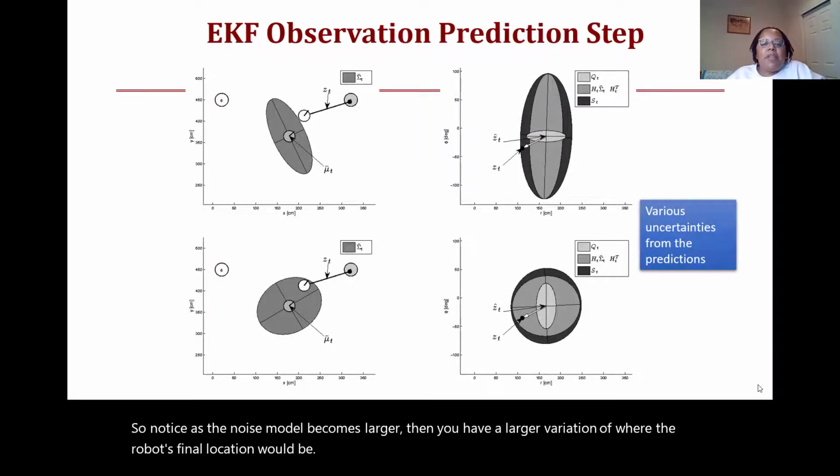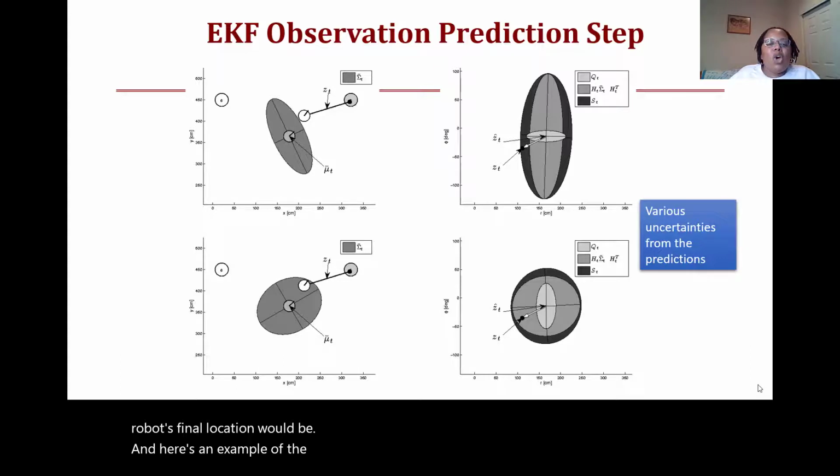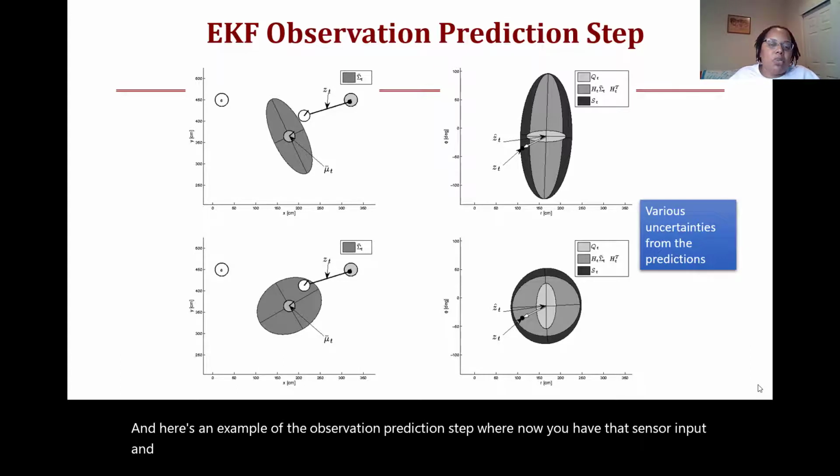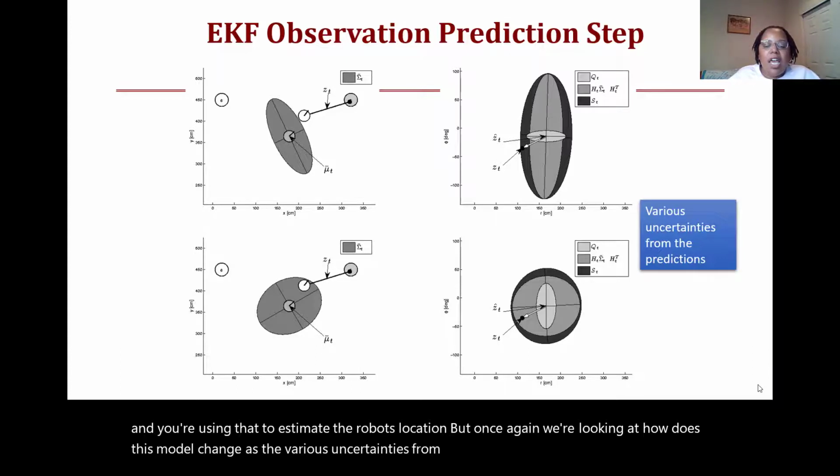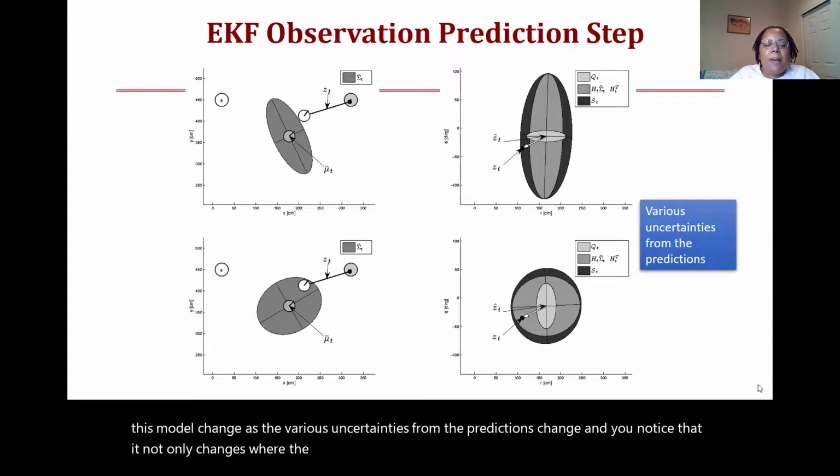And here's an example of the observation prediction step, where now you have that sensor input and you're using that to estimate the robot's location. But once again, we're looking at how this model changes as the various uncertainties from the predictions change. And you notice that it not only changes where the robot's final location is, but also the prediction error in it being in that spot.